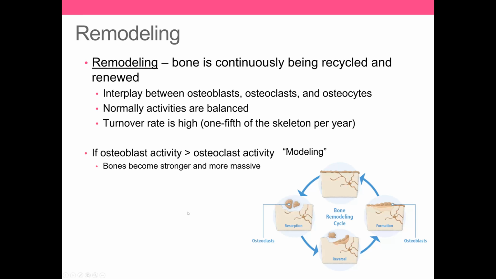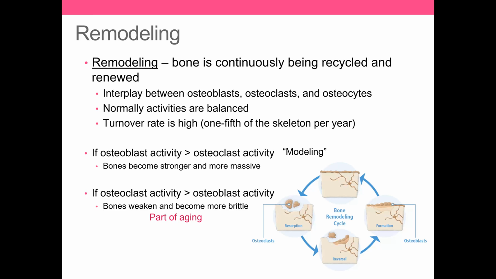Now, if the osteoblast activity is greater than the osteoclast activity, so remember, osteoblasts are making the bone, osteoclasts are breaking down or resorbing the bone. So if you're making more bone than you're breaking down, we call this modeling. And this is the process by which your bones become stronger and more massive. So for example, exercise, if you put a lot of stresses on your bones through like lifting weights, running, doing various exercises, that will actually stimulate increased osteoblast activity, and it will make your bones denser and stronger.